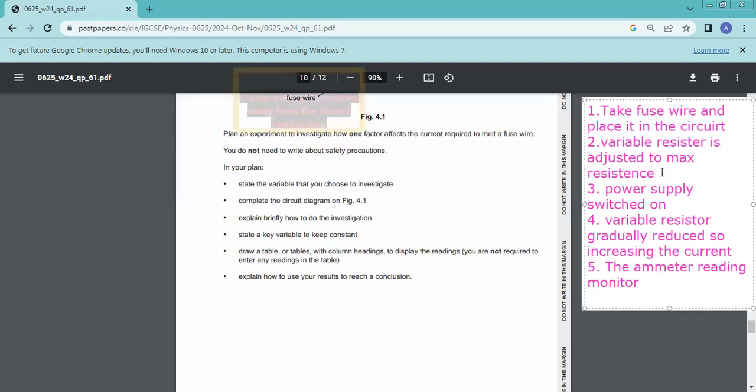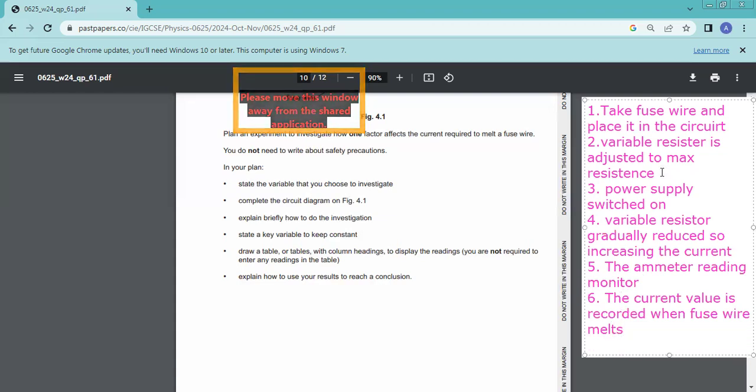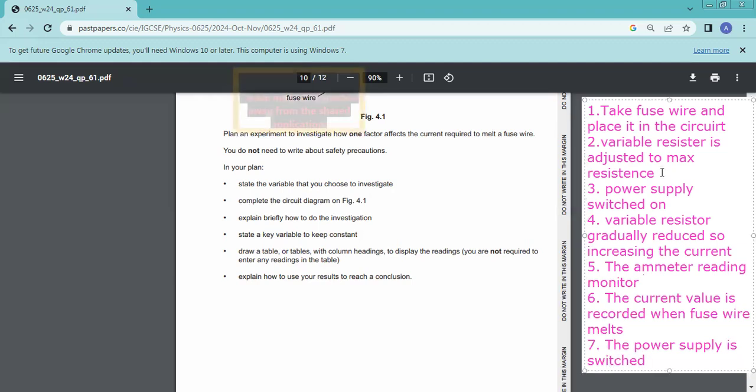Then the current value is recorded when the fuse wire melts. And then the power supply is switched off.